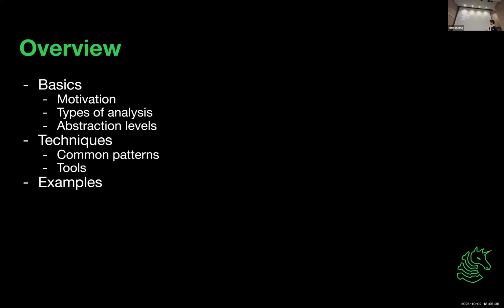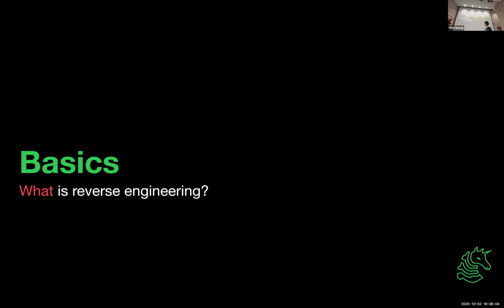We're going to talk about the basics of reverse engineering, the motivation for why you want to do it, different types of analysis you can do, and abstraction levels, like how much you want to go from machine code all the way up to, say, interpreted code, or even simpler things like control flow graphs. And afterwards, we're going to go over a couple of examples for applying these techniques. So what is reverse engineering?